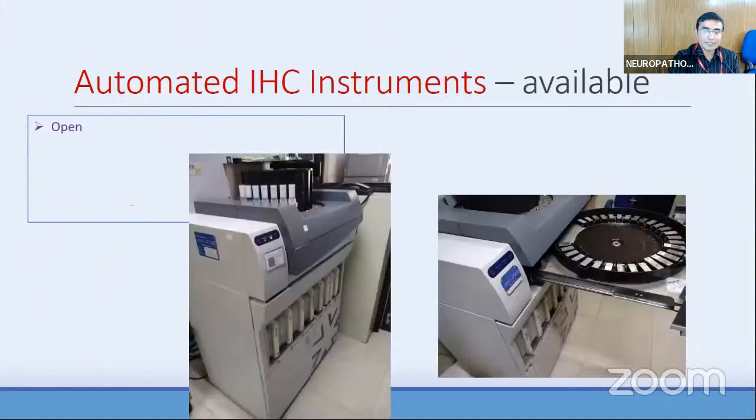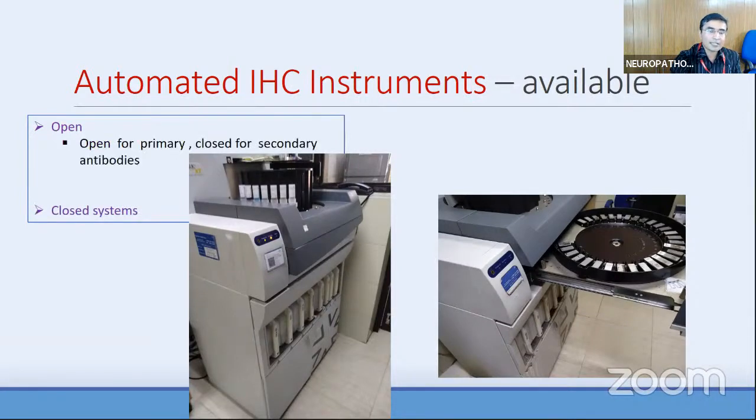And this is the automated IHC system. Many companies are available. We cannot mention them, but they are available on the net, and you can approach them. One thing to mention is the usage of antibodies in these automated instruments. It can be an open type or a closed type. What do we mean by open type? It means the primary antibody can be of any choice, not only from the company where you purchase this instrument, but you can buy from any vendor.